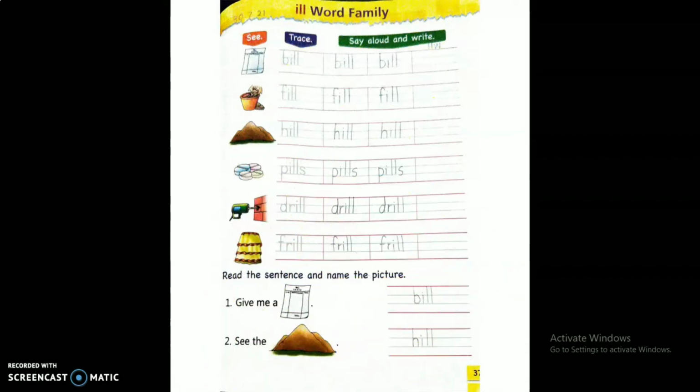Now we'll move to the ill family. B-ill bill, f-ill fill, h-ill hill, sp-ill spills, because we have used many pills, that's why we have written S. Pills. Drill, dr-ill drill, because it is blending. Dr words, remember? And fr-ill frill. We learned this word when we learned about blending fr.